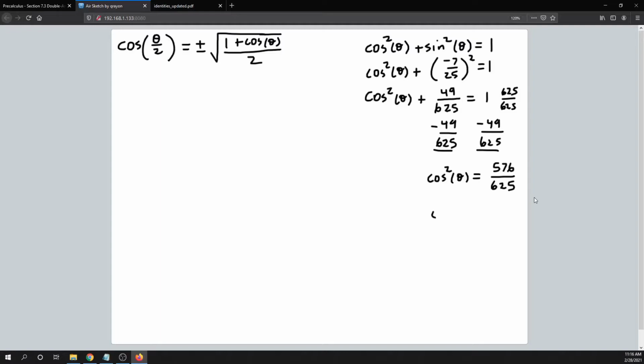All right, and then the cosine of theta would be plus or minus the square root of 576 over 625. And both of those are perfect squares, right? The square root of 576 would be 24, and the square root of 625 is 25. So we have now the cosine of theta. And what we'll need to do is to figure out which one we should choose, right? The positive one or the negative one. And of course we do that by just thinking of the quadrant in which this angle is located.